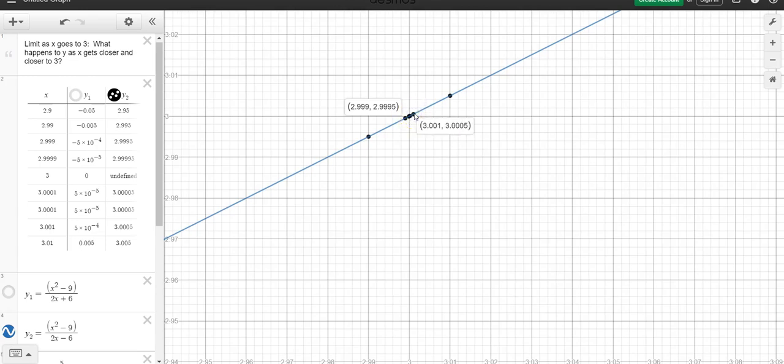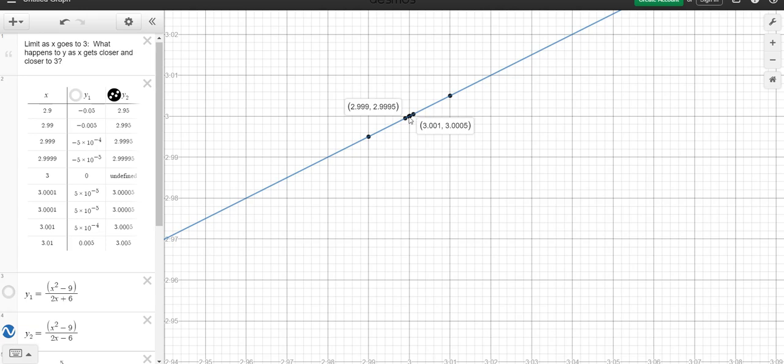Similarly, if I'm on the other side, notice that as x gets really, really close to 3, y is getting really, really close to 3 as well. So there appears to be a limit here. By the definition of a limit, if bringing x closer to a certain number brings y closer to a certain number, then the limit exists.